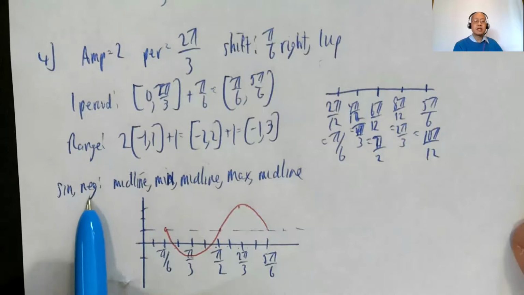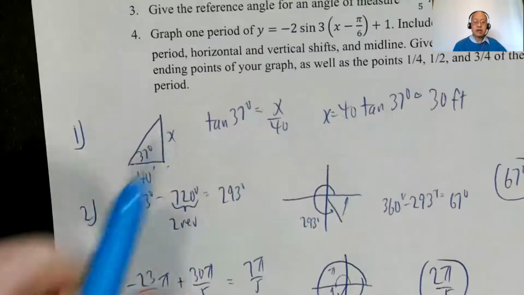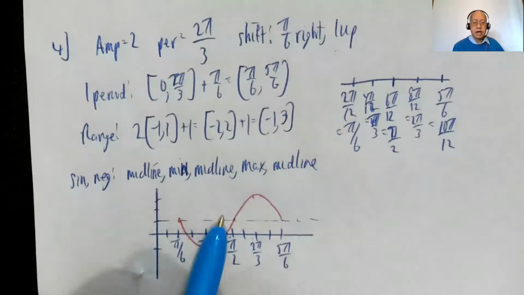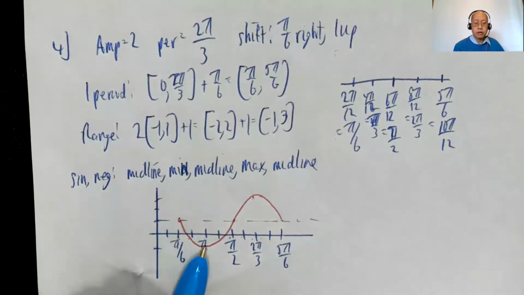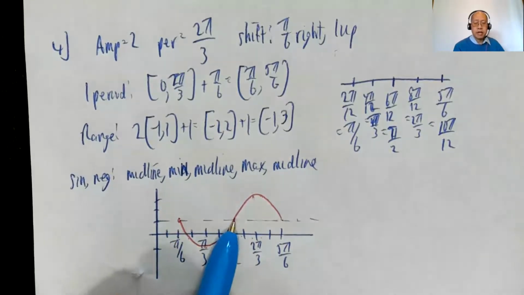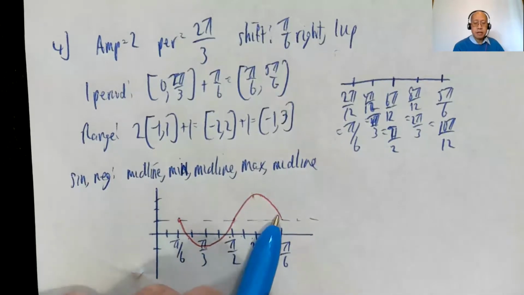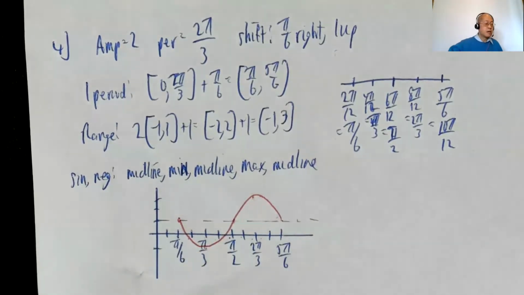It is a sine function that's negative, so it starts off going down: midline, minimum, midline, maximum, midline. So at pi over 6, the point is on the midline, which is 1. So a quarter of the way, minimum, back to midline, maximum, midline. So the graph looks something like this.